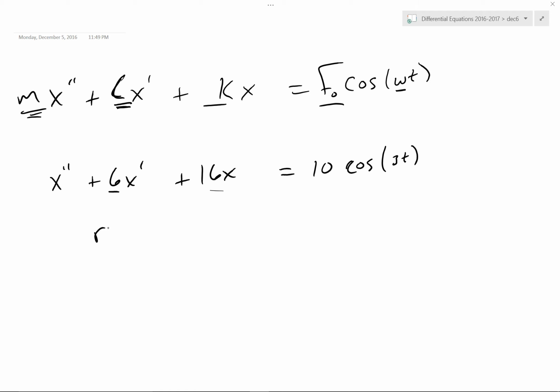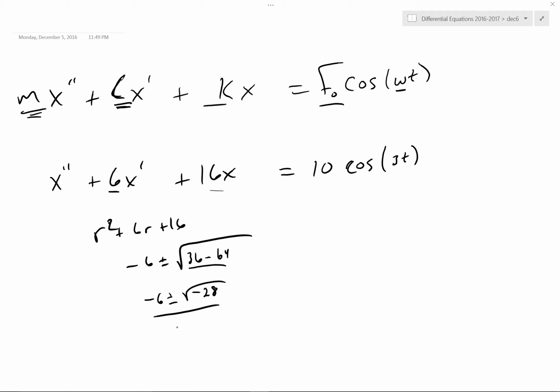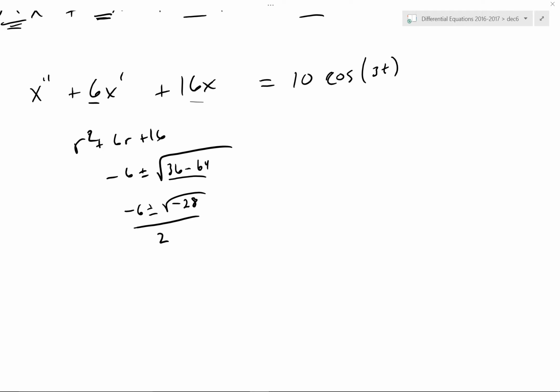So if you're going to do it the old school way, you do r squared plus 6r plus 16. So that's negative 6 plus or minus the square root of, and of course this becomes 36 minus 64. And this becomes what? Well, that's negative 28. Negative 6 plus or minus, and so, of course, over 2. But what's going to happen here is this. Okay? When I have this situation here, look at this piece right here. Look what's happening to that guy. This is going to be e to the negative 3t.